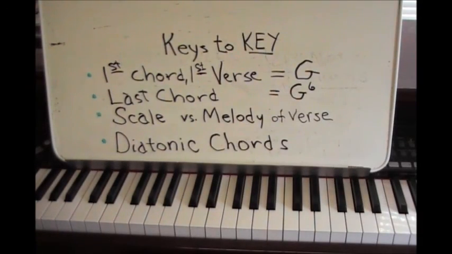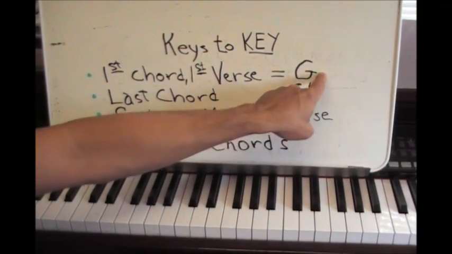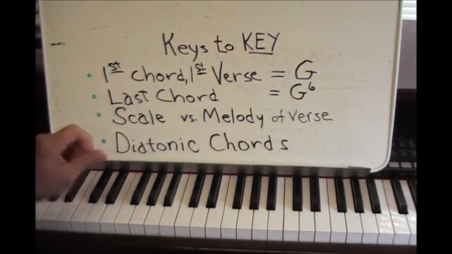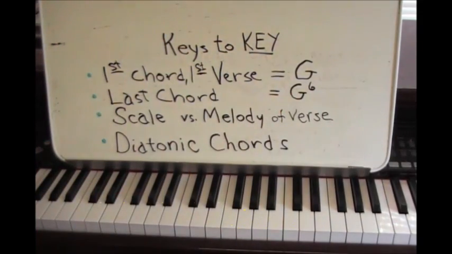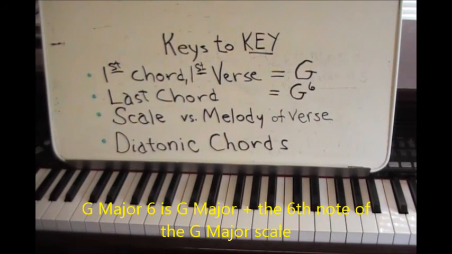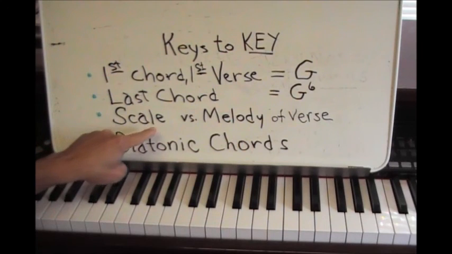Okay, so far in trying to figure out the key to this song, we've looked at the first chord of the first verse, and we saw from our chord sheet that that was a G. And then we looked at the last chord of the song, and we saw it was a G major 6, which is also a G. So all signs are pointing to G at this point, that the key of the song is probably G. So now what we want to do is try to confirm that or not at the piano.